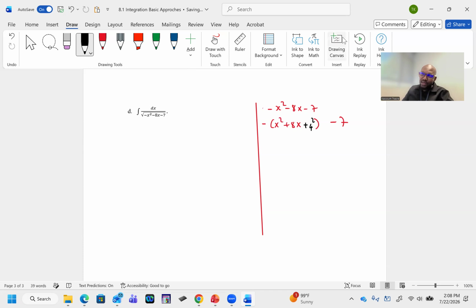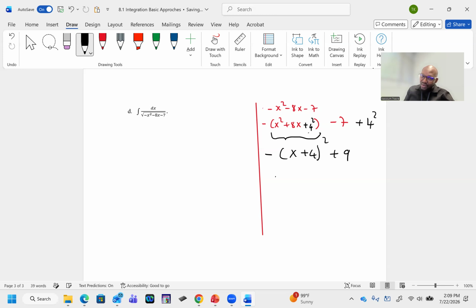minus 4 squared, right? But since this will make it minus, so I have to also add 4 squared. Do you understand? Because it's like we minus 4 squared, we have to add 4 squared. So it's just like we haven't added anything. And if you check, this will become a perfect square, which will be what? x plus 4 squared. And negative 7 plus 16 is 9. So this will be plus 9.